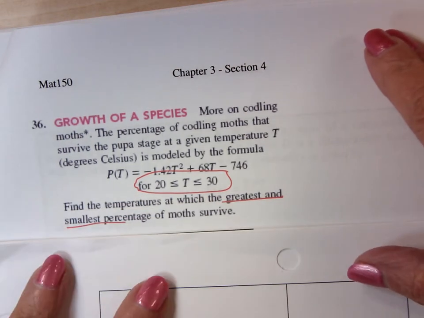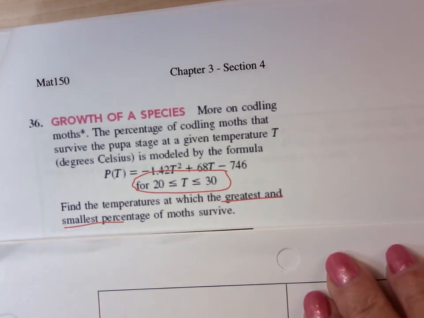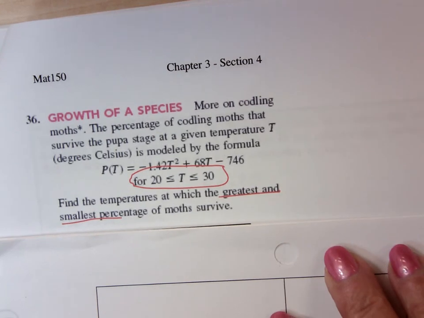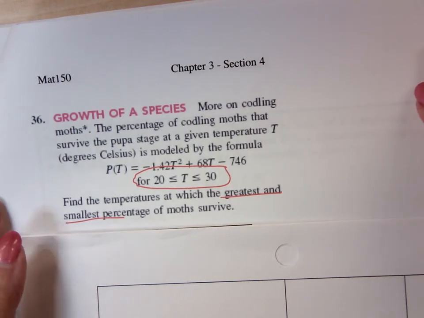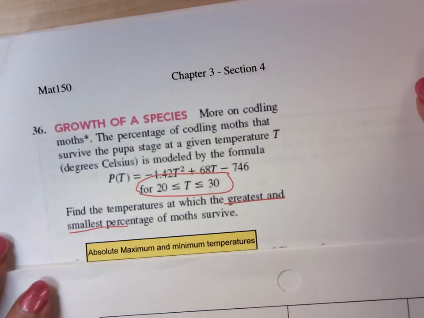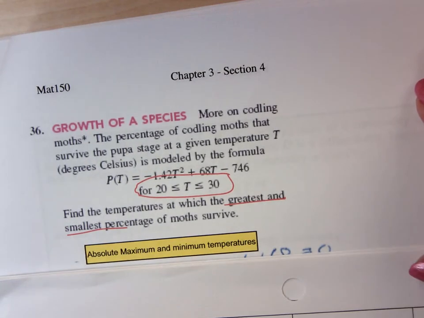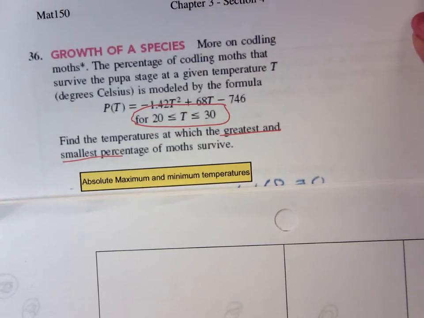It says find the temperatures at which the greatest and the smallest percentage of moths survive. The greatest and the smallest percentage. Now, once you mention greatest and smallest, what are you looking for? Absolute maximums, absolute minimums. So when it says greatest, you're going to extremes. So absolute maximum and absolute minimum of the temperature.